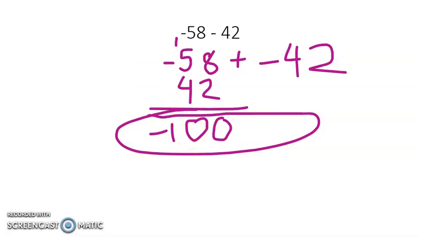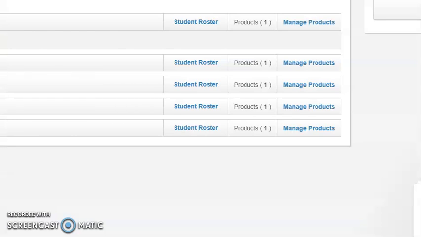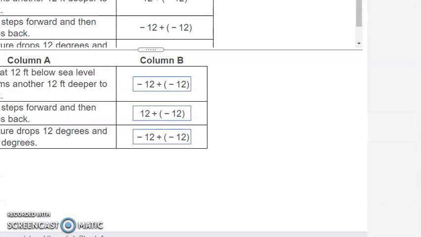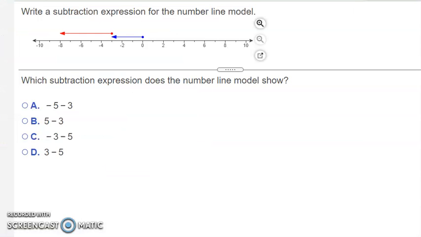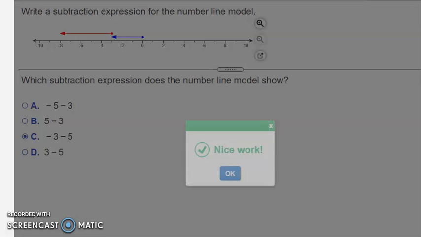Okay. Today, your homework will be found in Savas. Let's go ahead and take a look at a couple of those problems. This one's asking to take it from the number line to the problem. So right here, we're starting at 0, and then we're going to negative 3. So our first number is going to be negative 3. And then we're going down to 5. And that should be your answer.